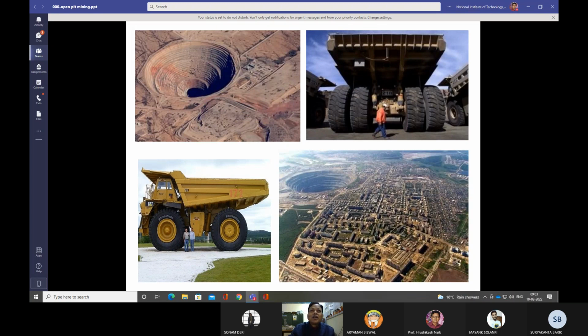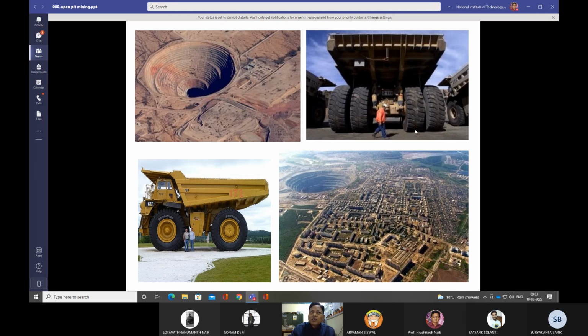So we have seen that in opencast mining, very big dumpers are used for the transportation purpose. These are the dumpers. You see the size of the dumpers. You see the size of the wheels or the tires, more than the height of the people. So these big size dumpers can transport the material very quickly to a greater distance. So a lot of material can be transported with the help of the dumpers. So this is the size of the dumper.